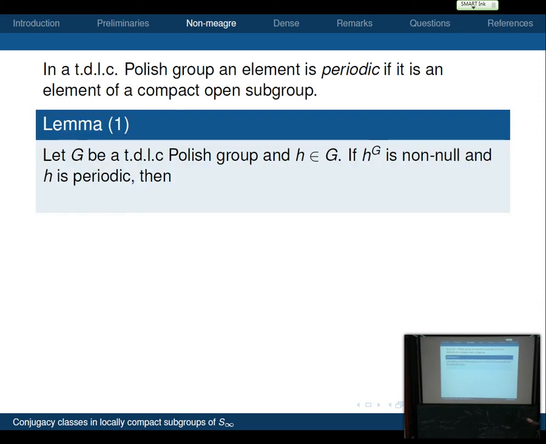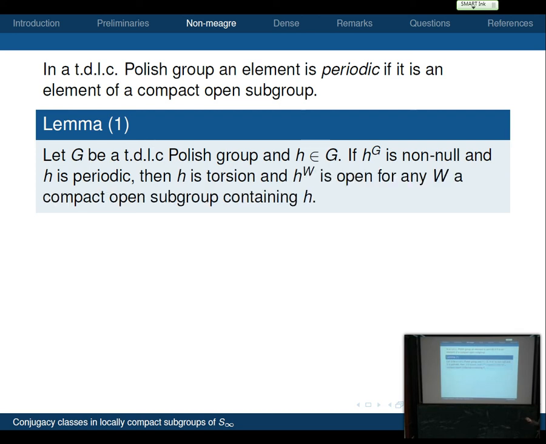So lemma 1, let G be a T.d.l.c. Polish group and H some element. If the conjugacy class of H is non-null and H is periodic, then H is torsion, and the conjugacy class of H in W is open for any W, a compact open subgroup containing H.